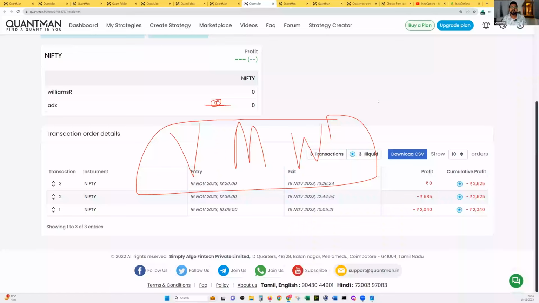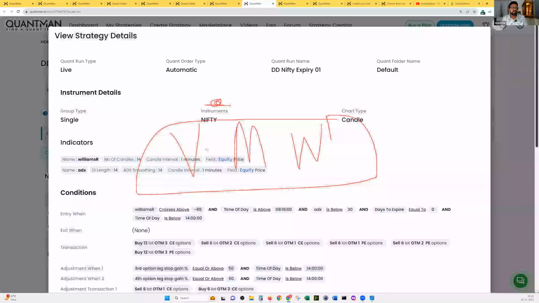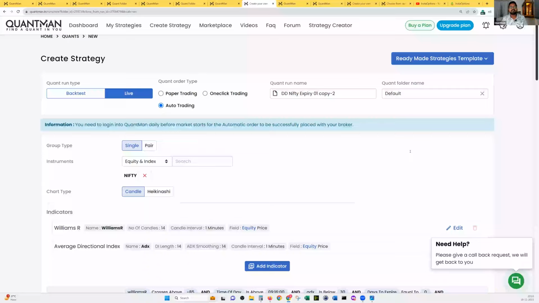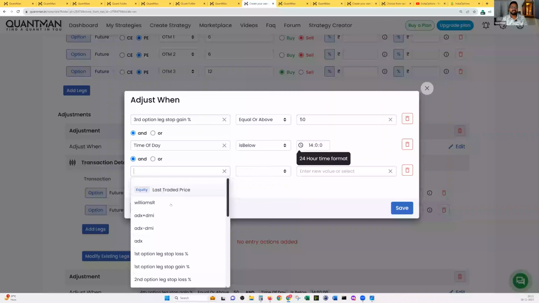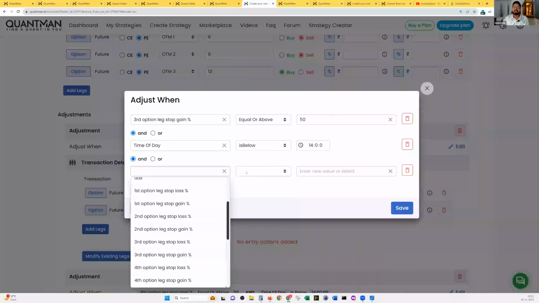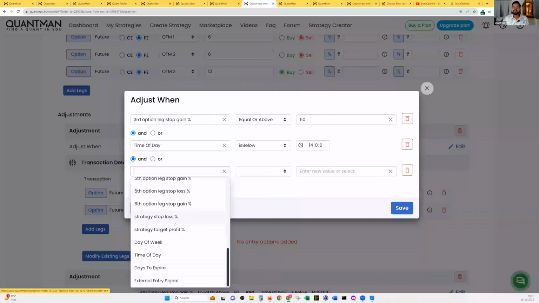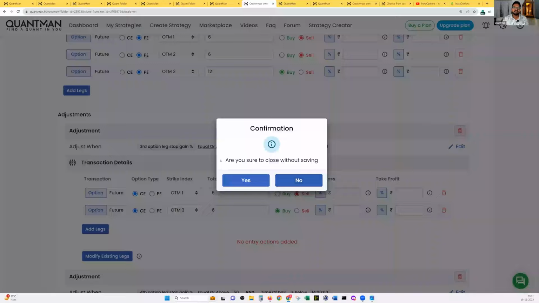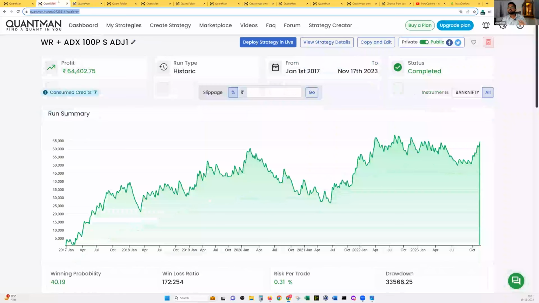Hope you guys understood all about the adjustment feature available in Quantman. In adjustment features, we have the indicators, and we can add adjustments based upon the indicator data as well. Then we have individual leg-wise stop loss and adjustments, as well as adjustments based upon strategy stop loss or strategy profit. These are the things available in Quantman. Once you understand the two strategies I have shared, you can do this. I just shared the link on the top.